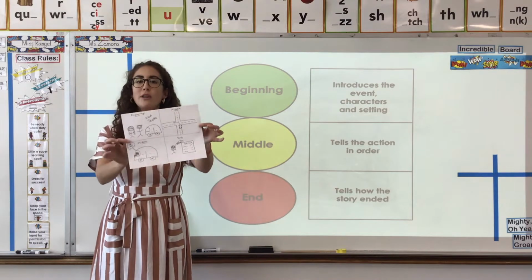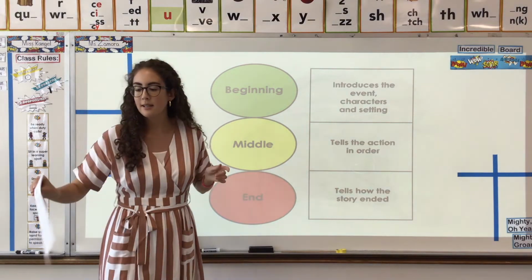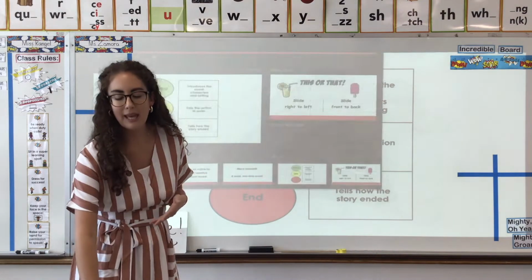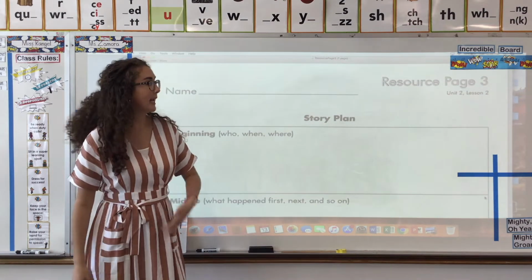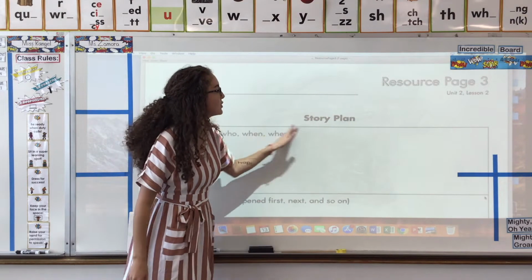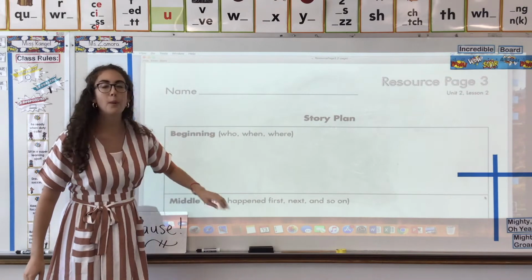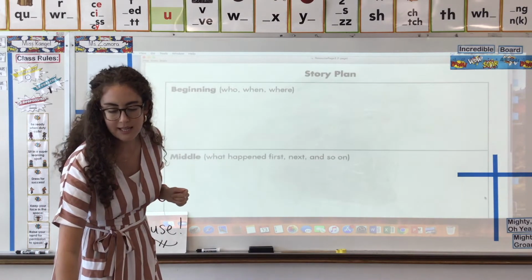So, with your storyboard and the knowledge of beginning, middle, and end, I need you to get out this page called Resource Page 3. This was in your last packet. It says Resource Page 3 on the top, and it says Story Plan right here. There's your name, and there's a couple boxes. This is the page you are going to need today.